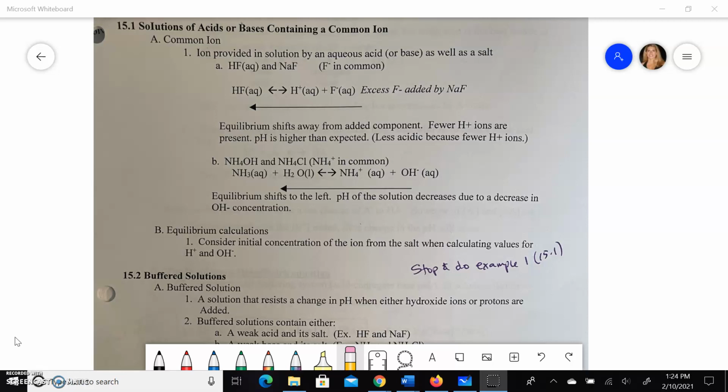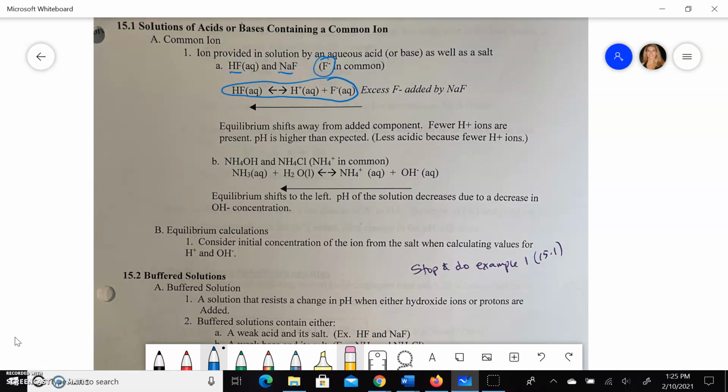So notice this first example, we have a weak acid, HF, and we're adding some sodium fluoride to it. And sodium fluoride, because it's bonded to an alkali metal, is going to dissolve. So really what you have is F-. And so you can see that F- is also in the acid equation, or the reaction. So as the acid dissociates into H+ and F-, you're going to end up with some F- in the solution.